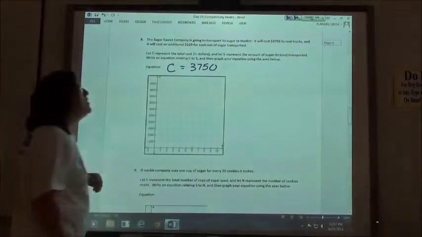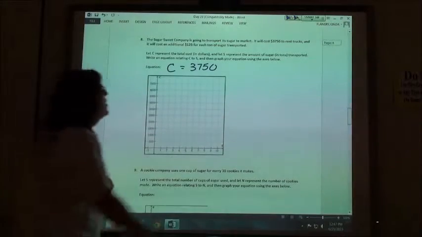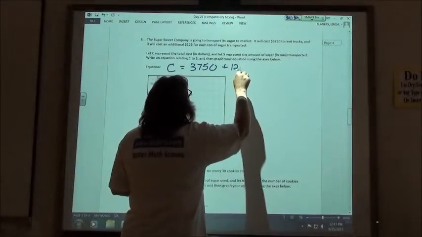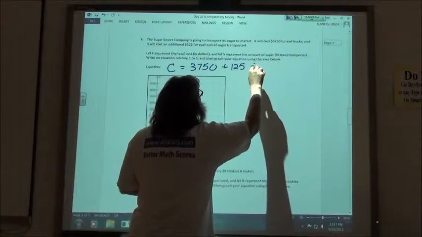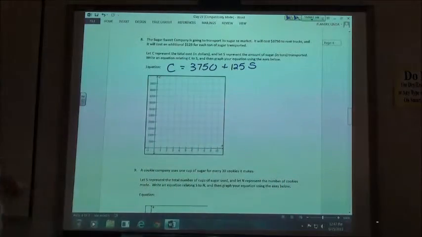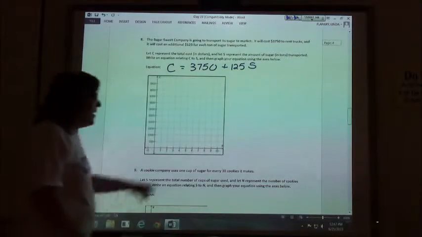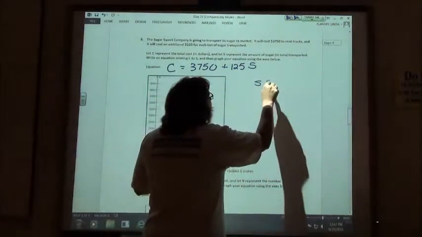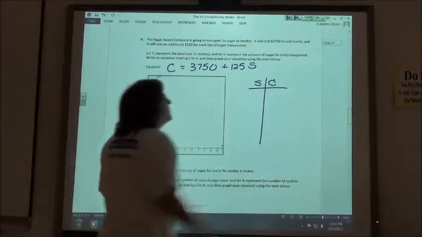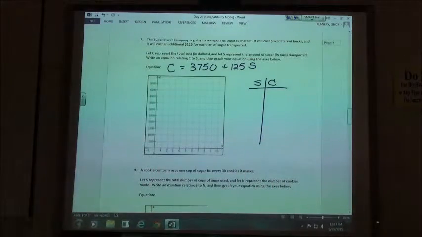Okay, my initial cost $3,750 to rent the truck, and an additional 125 times S. I'll try to make my 5 and my S look different. And so there's my equation. So again, I'm going to substitute in for the S and find the costs. And I just want to pick a couple numbers to plug in. What might I put in there for S?